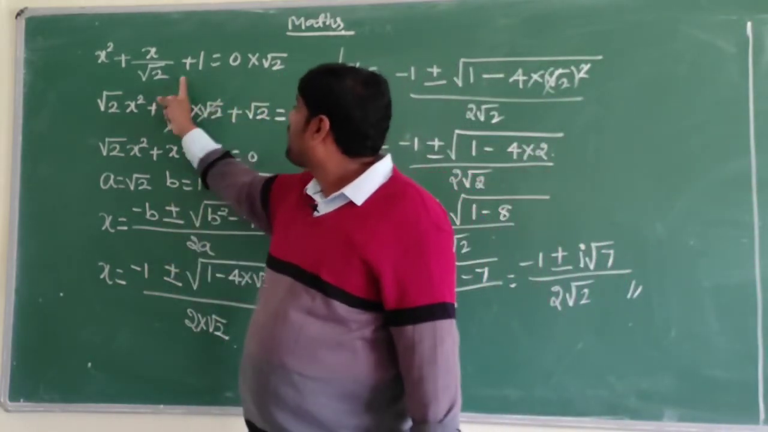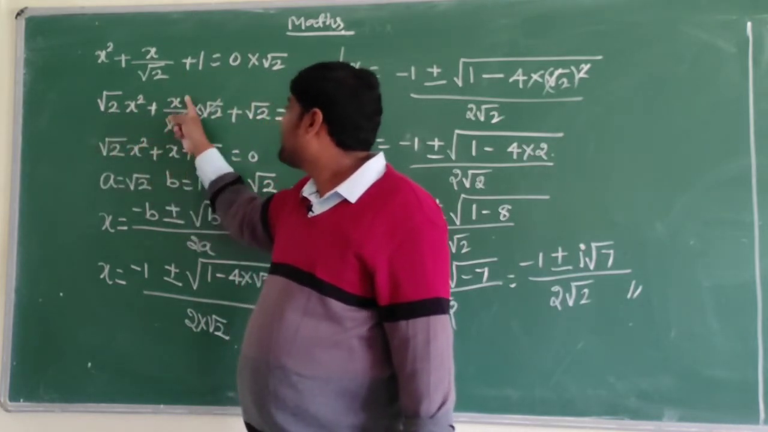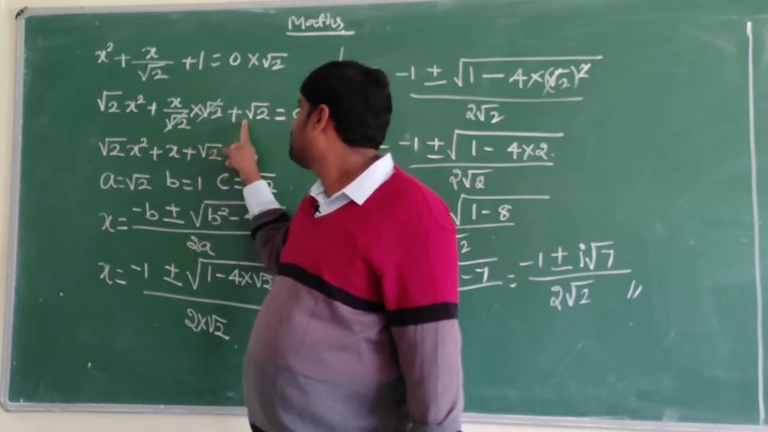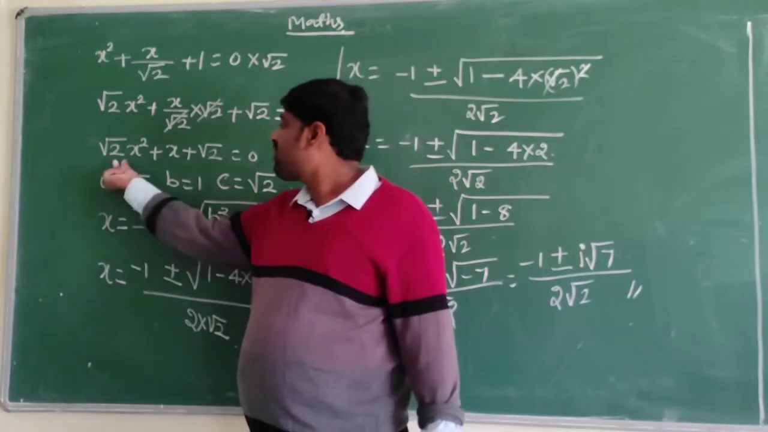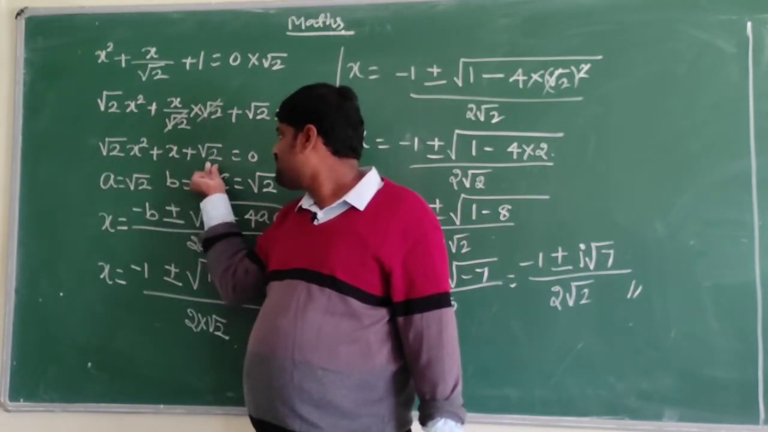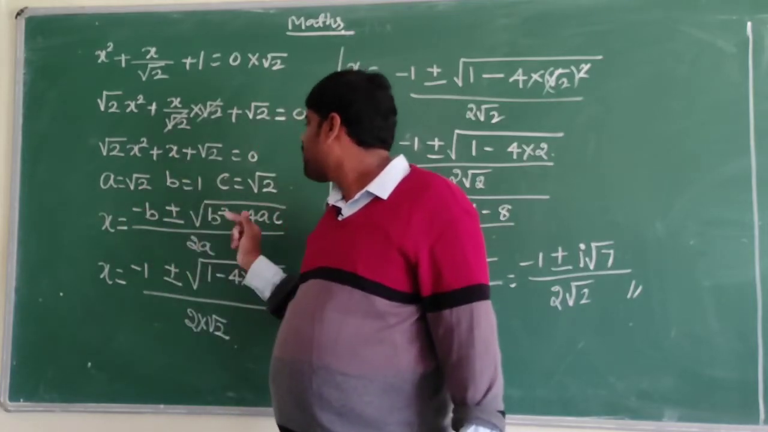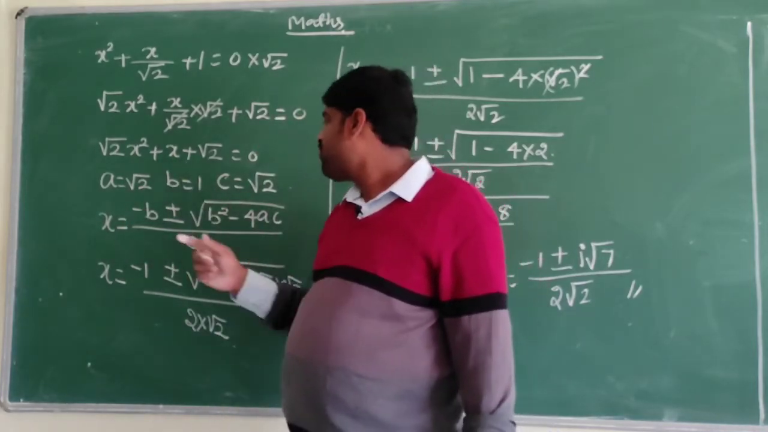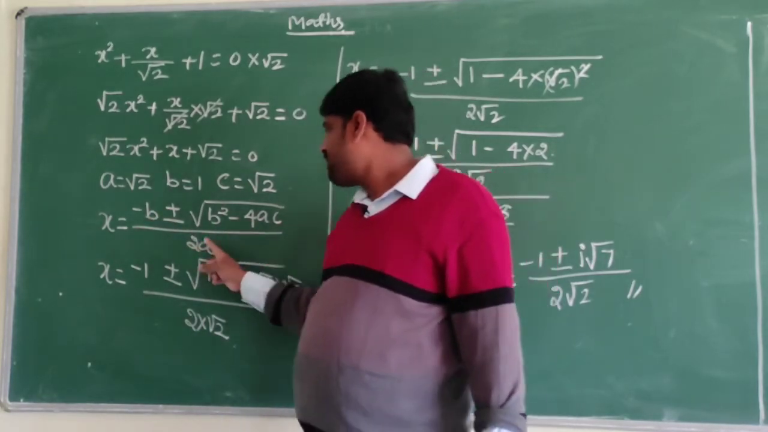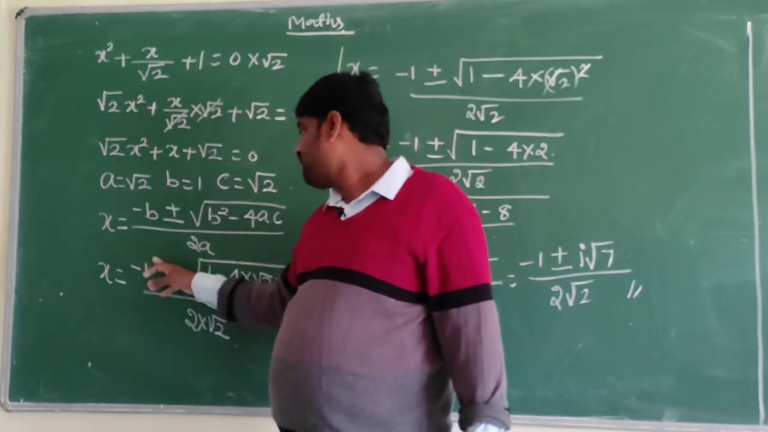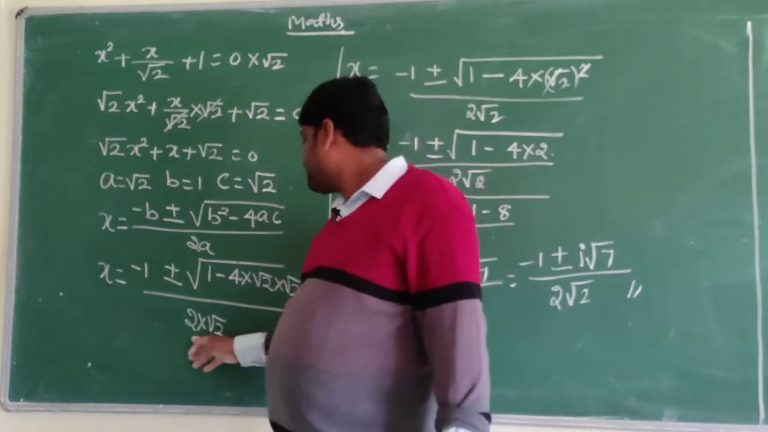That is, multiply root 2 on both sides. Root 2 x square plus x divided by root 2 into root 2 plus root 2 into 1, root 2 equals 0. It is of the form ax square plus bx plus c equals 0. A is equal to root 2, b is equal to 1, c is equal to root 2. We have the formula: minus b plus or minus square root of b square minus 4ac divided by 2a. x is equal to minus 1 plus or minus square root of 1 minus 4 into root 2 into root 2 divided by 2 root 2.